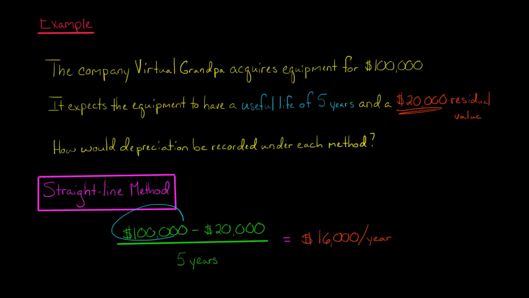But we take the amount of the asset, $100,000, minus the residual value, aka salvage value, and we divide that by 5 years. So we've got $80,000 divided by 5 is $16,000. So that means for years 1, 2, 3, 4, and 5, this company is going to record $16,000 of depreciation expense each year. They're going to debit depreciation expense, credit accumulated depreciation.